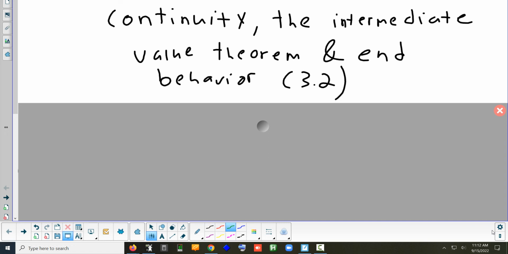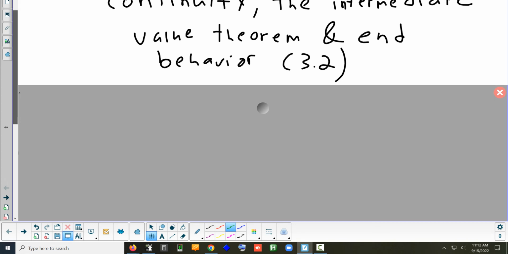We're going to finish up by looking at section 3.2. And 3.2 really has three distinct ideas in it: the idea of continuity, intermediate value, and end behavior. I've already given you some ideas about what each of those mean. Maybe the intermediate value I haven't touched on as much, but continuity and end behavior I have mentioned, I just never called them that.